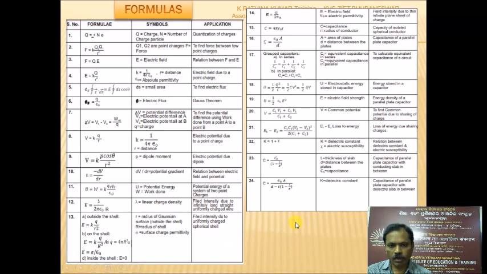So these are the very important formulas you should memorize or keep in mind yourself, and for the required problems it is easy to remember and solve.